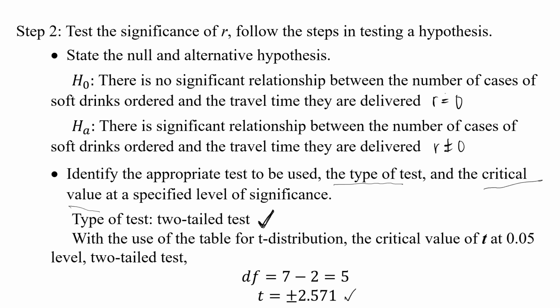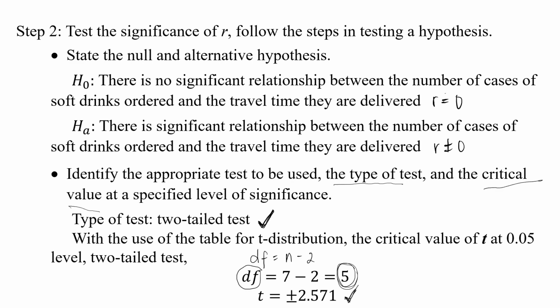So, kakailanganin natin si DF or yung degrees of freedom. Si DF, that is equal to n minus 2. Yung n natin, yan yung sample size, which is 7. Di ba meron tayong 7 sample kanina? So, 7 minus 2 is 5. So, hanapin natin sa table si 5 para makuha itong 2.571.